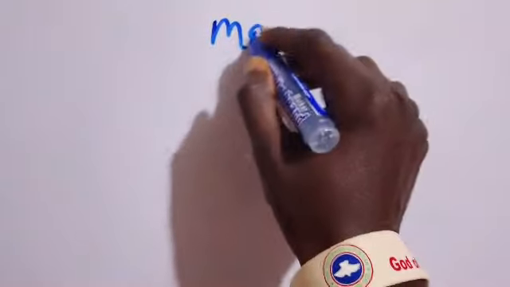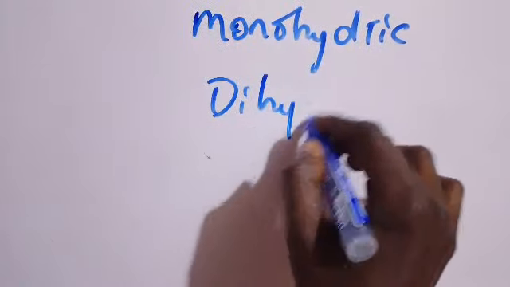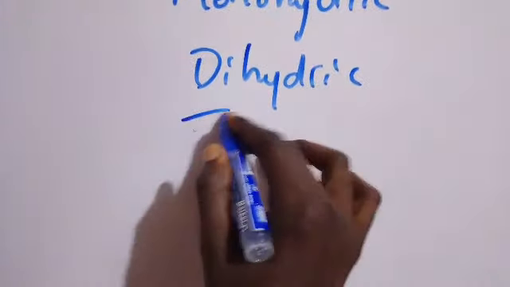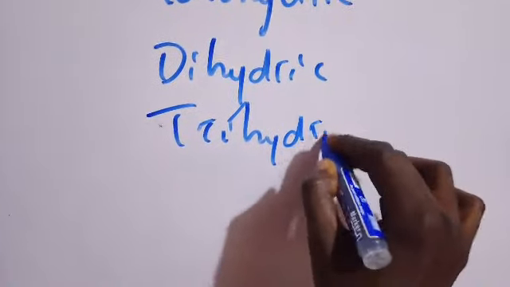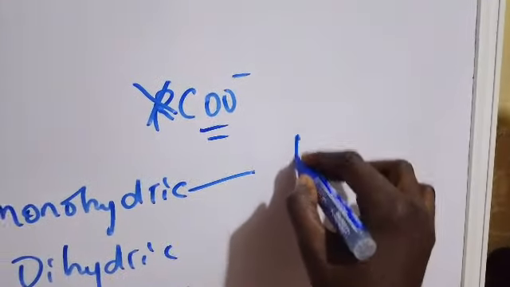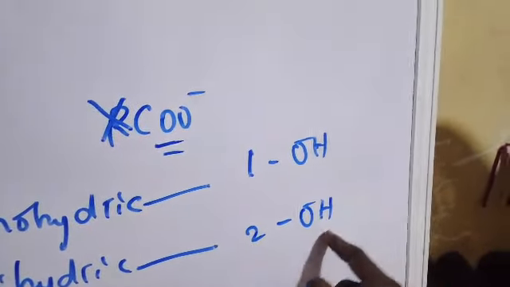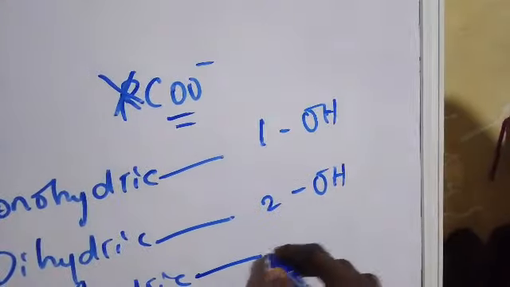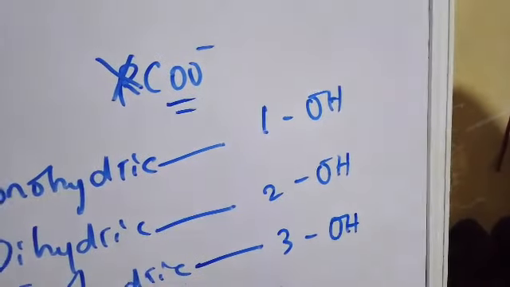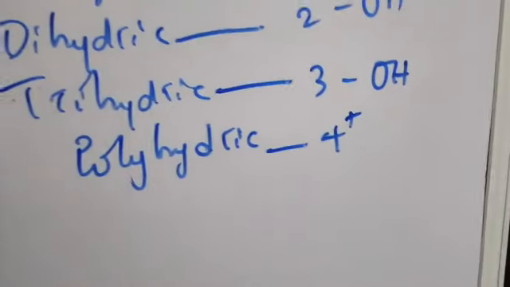We have the monohydric alkanols, dihydric alkanols, trihydric alkanols, and we also have the polyhydric alkanols. Now you know that monohydric is the one that contains only one hydroxy, OH. Dihydric contains two hydroxy. This OH is called hydroxy, the functional group of the alkanols. Then trihydric, we have 3 OH. Then polyhydric, 4 and more, 4 plus. Let me write it like this, 4 plus. Those are examples of that.